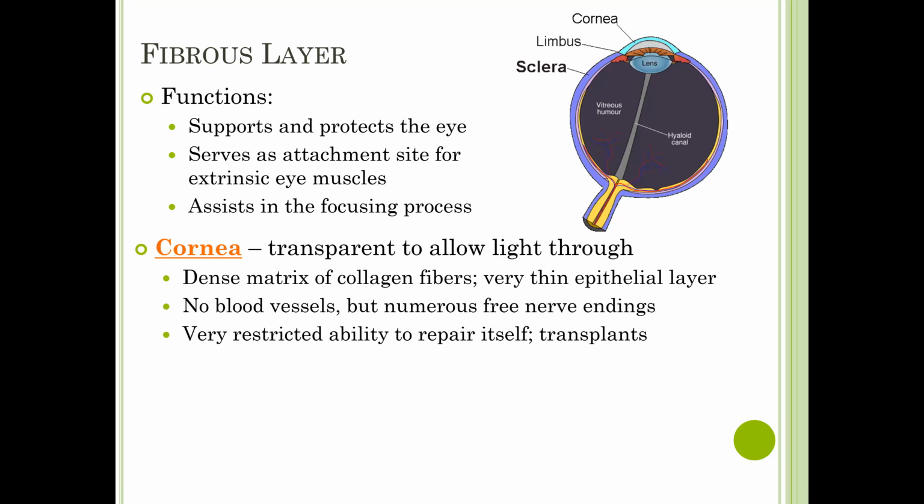So again, because it doesn't have blood vessels, the cornea has a very restricted ability to repair itself. So if you do have major corneal damage that results in scarring on the cornea, this can interfere with your vision. And so a corneal transplant is actually one of the most common types of transplants, and you can donate your corneas by indicating so on like your driver's license as you being an organ donor. The cornea specifically provides the initial refraction or focusing of the light, and we'll look at that in a little bit more detail when we talk about focusing.